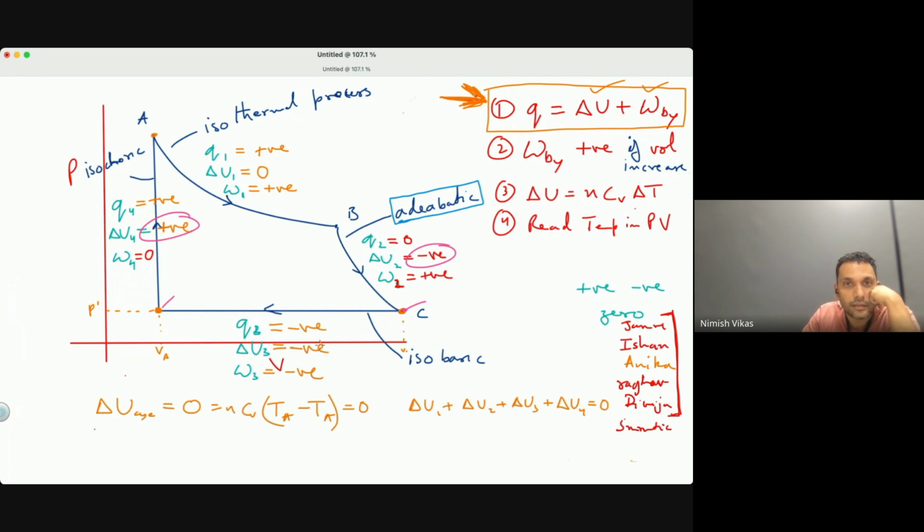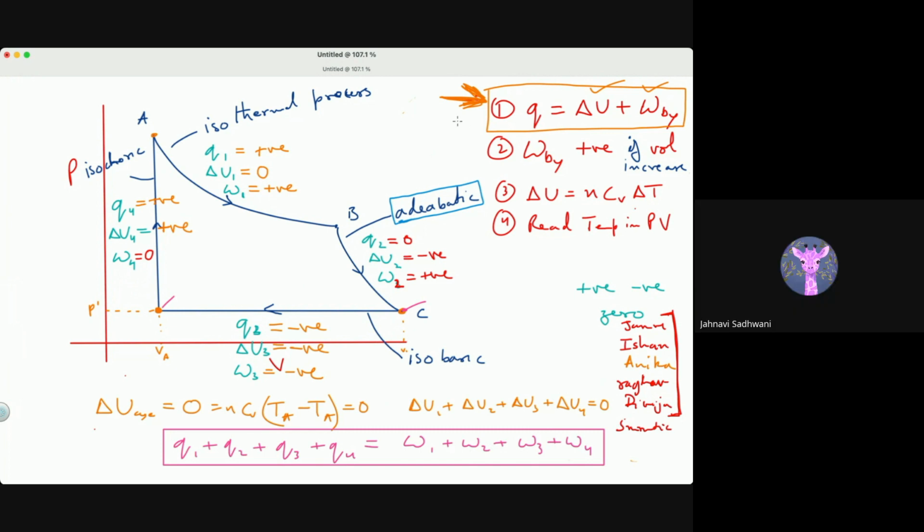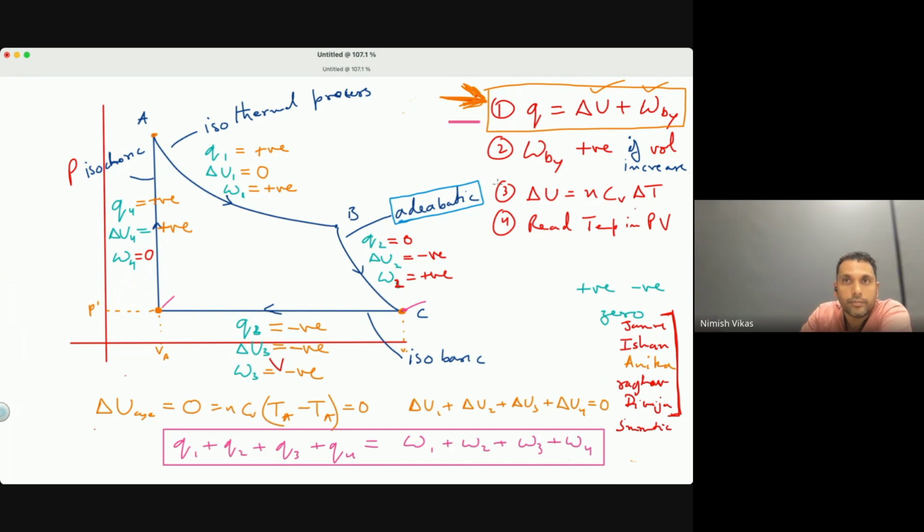Is that clear, guys? So based on this, a lot of questions come where you can realize whether the total internal energy change is zero or not. Secondly, I'm writing something. Tell me if it is correct or wrong. Q1 plus Q2 plus Q3 plus Q4 is equal to W1 plus W2 plus W3 plus W4. Is it right or wrong? It is absolutely right. Why? Because I'm simply adding the first law 4 times.